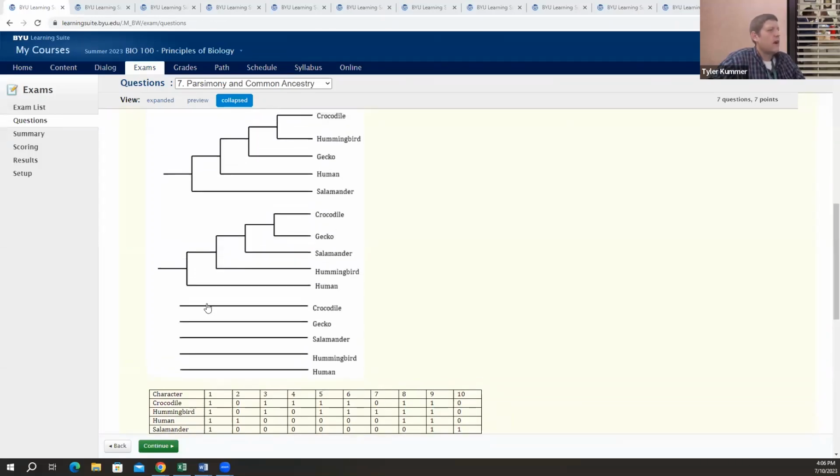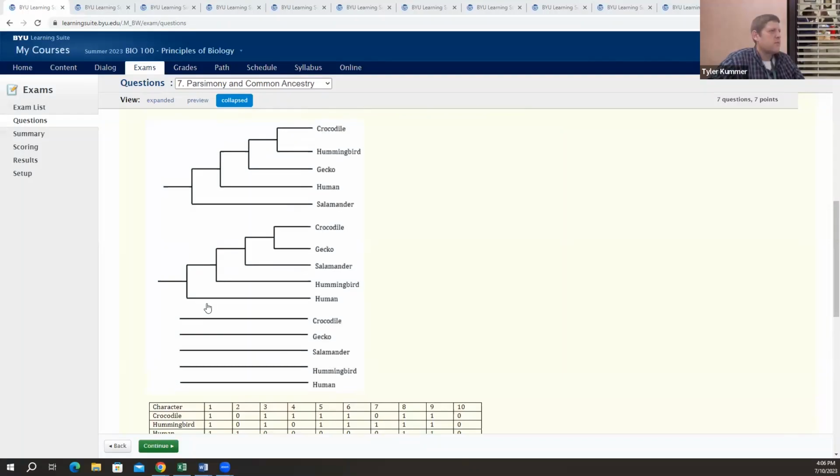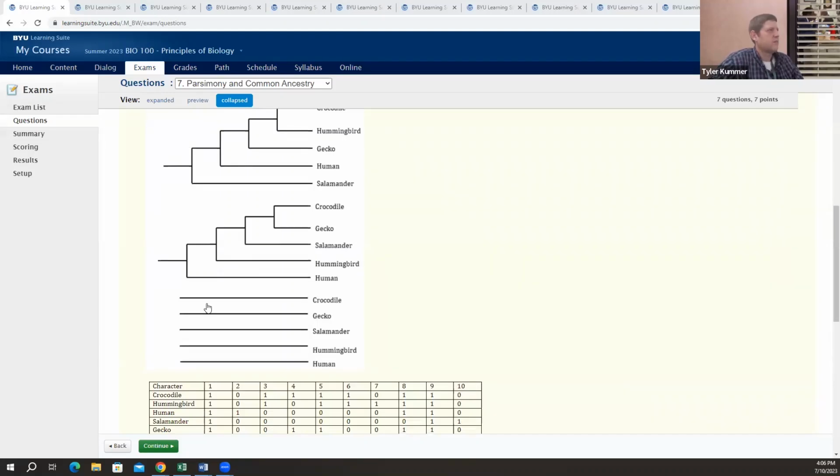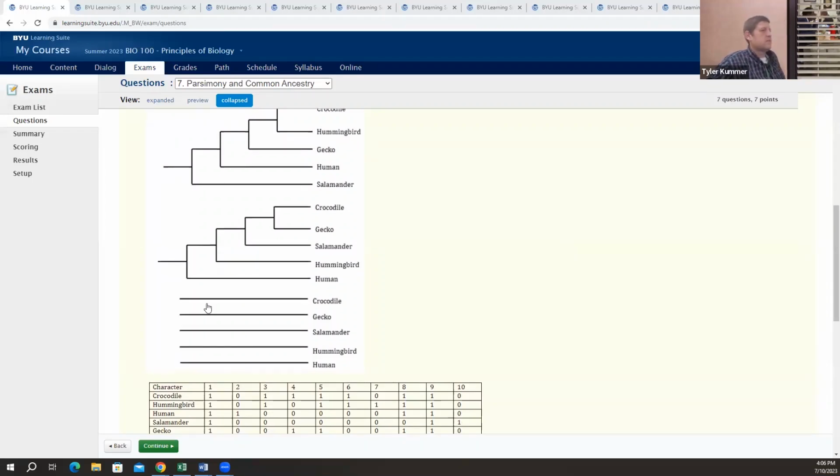Okay, so as you go through and do this, keep in mind you can have gains and losses, right? That's something we want to think about that can help cut down. We can have a character appear and then be lost, and that would require 2 evolutionary changes that may be better than having it gain 3 different times. So something to keep in mind there.